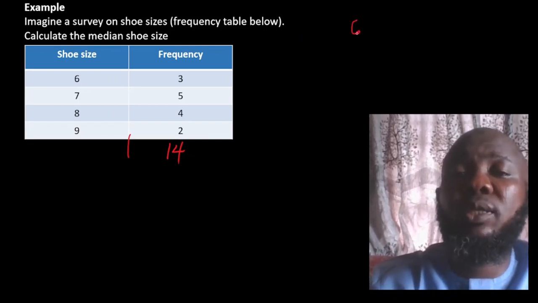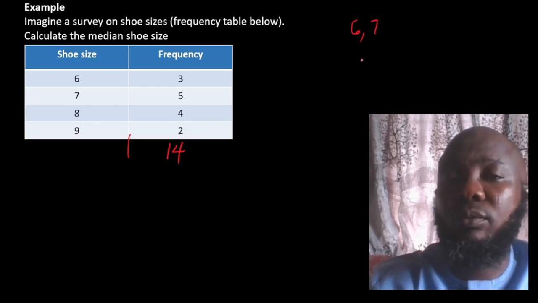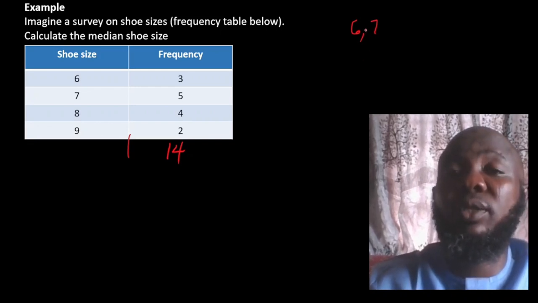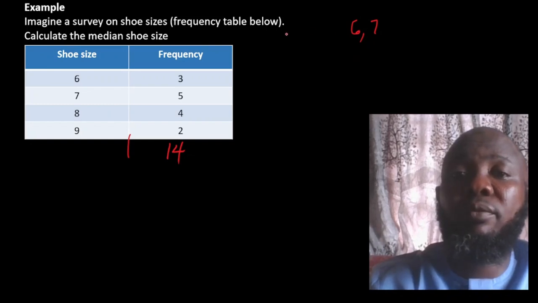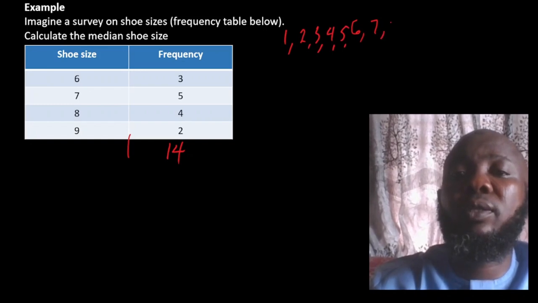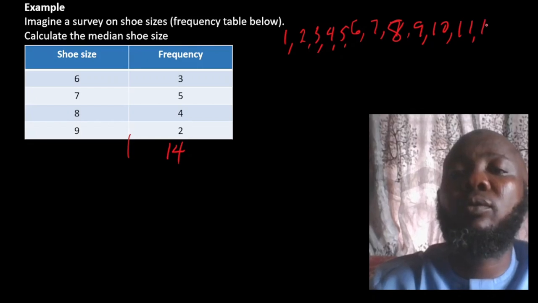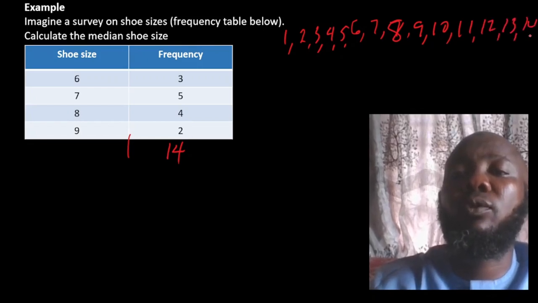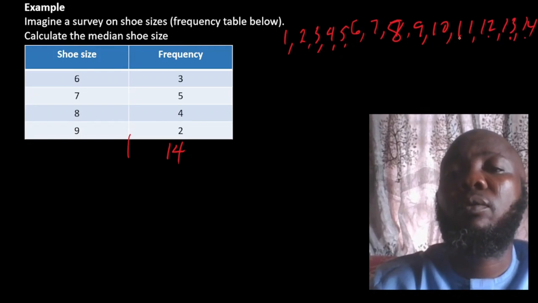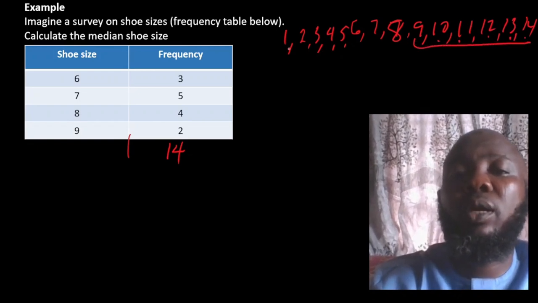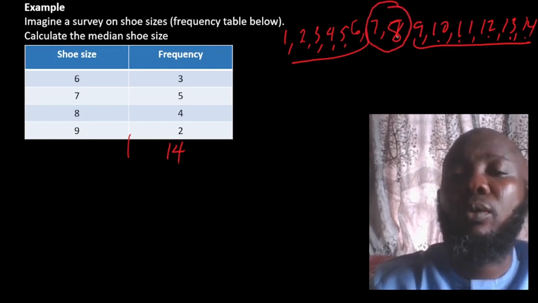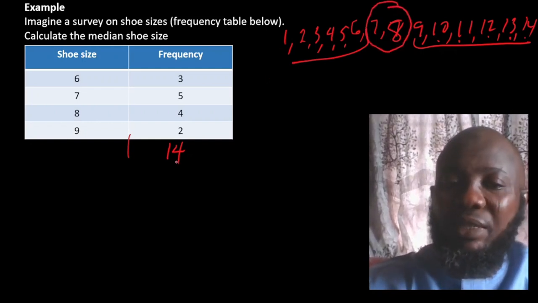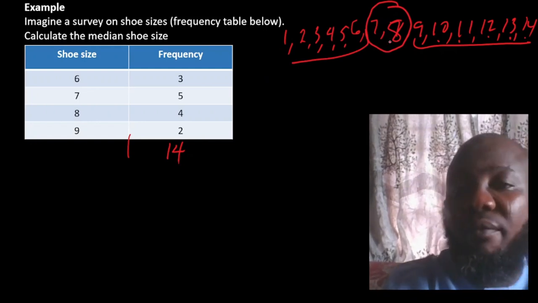That means it's going to be the 6th and the 7th value. Let's count 1, 2, 3, 4, 5, 6, 7, 8, 9, 10, 11, 12, 13, 14. So when you count 6, 1, 2, 3, 4, 5, 6, then you count again, that will be the 7th and the 8th value, because this is even. So for us, we're going to get the median value here.